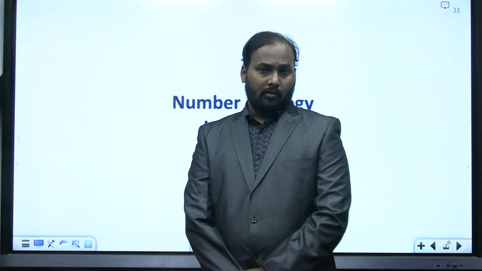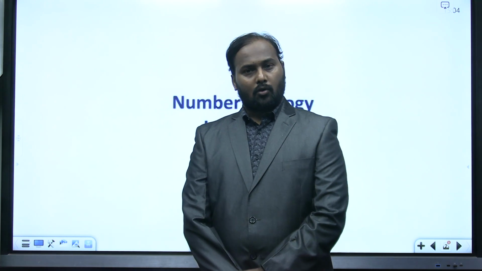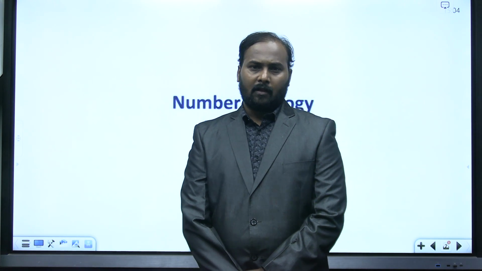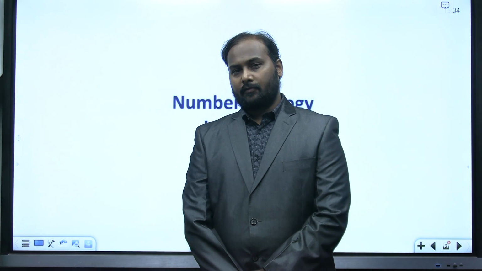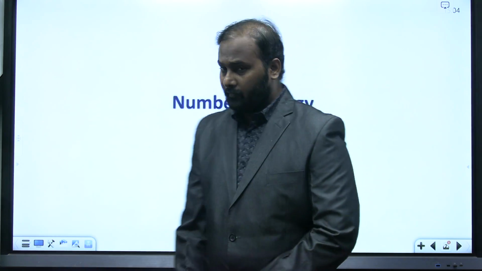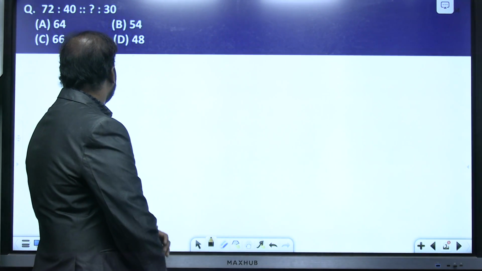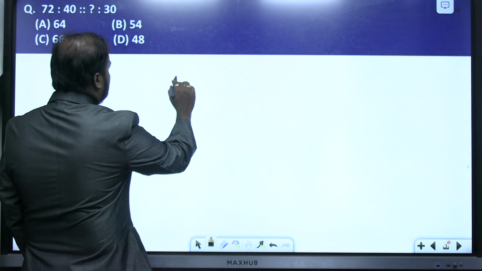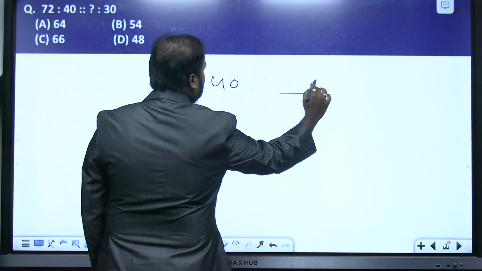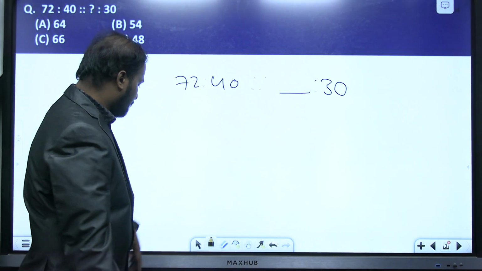framed on squares, cubes, factors, multiples, sum of digits, multiplication of digits, combinations, as well as prime numbers. In today's session, we are going to solve various types of questions from number analogy. For example, if there is a question something like this, asking 72 is to 40, in the same way, what is to 30? So we try to establish the relation between 72 and 40.